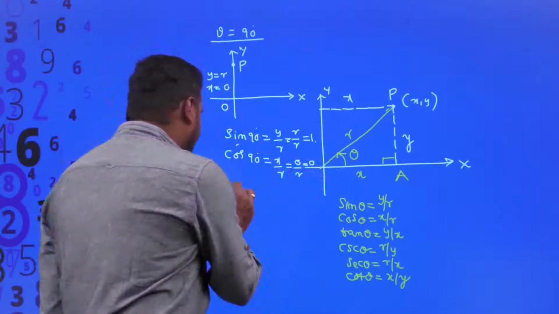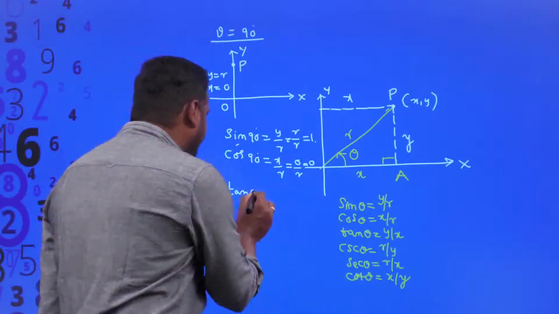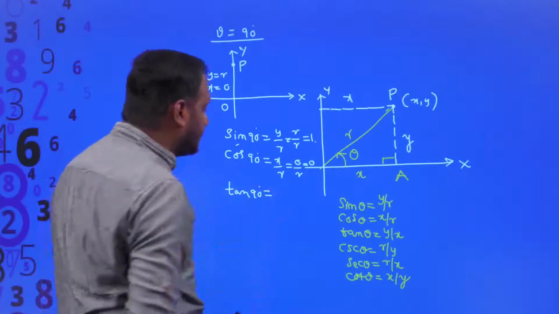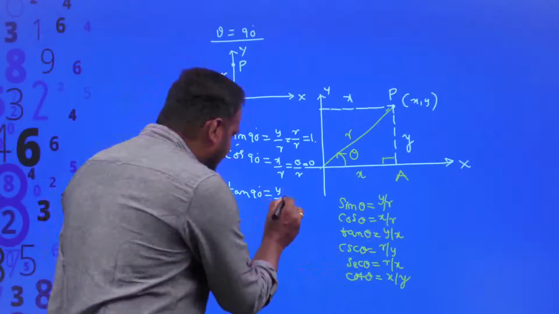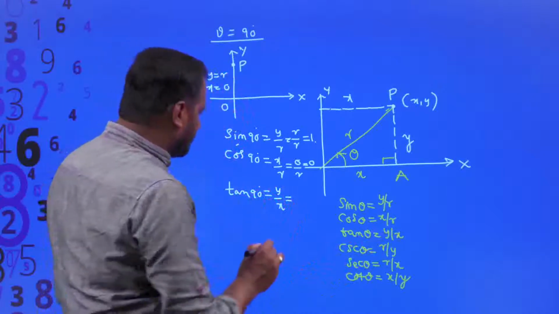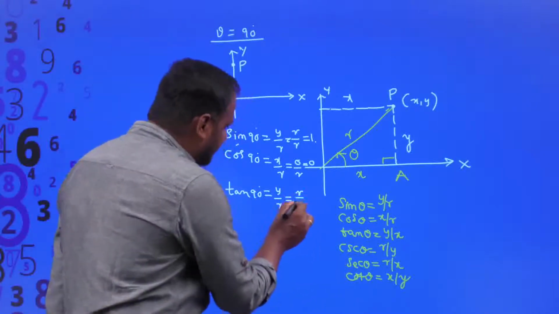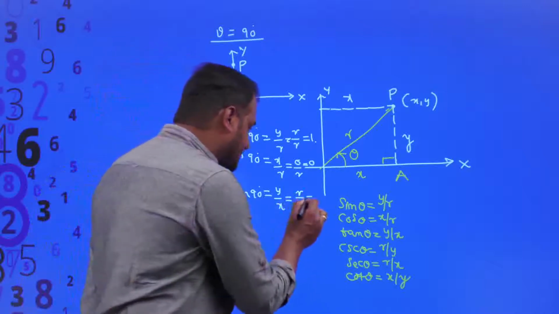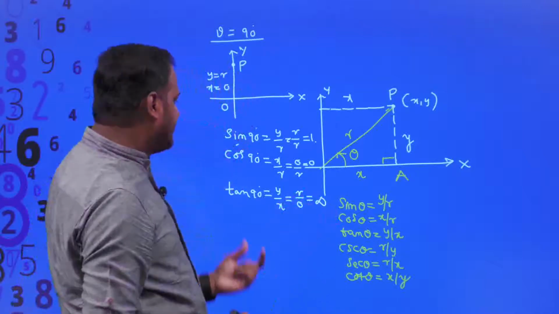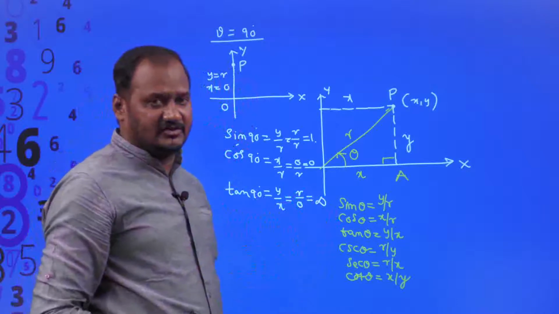And coming to tan, so tan 90 degrees is equal to y divided by x, y by x, and the value of y is equal to r, divided by x is equal to 0. What is r divided by 0? Yes, which is undefined. So the value of tan 90 is equal to undefined.